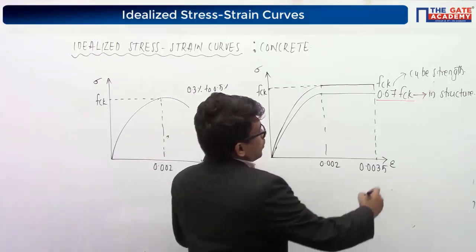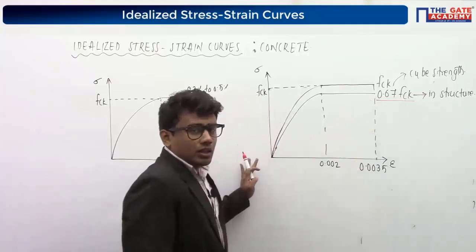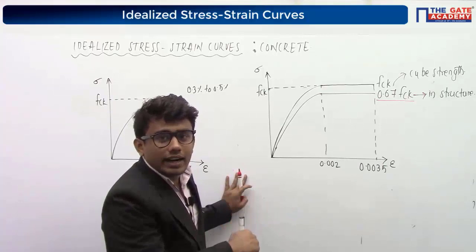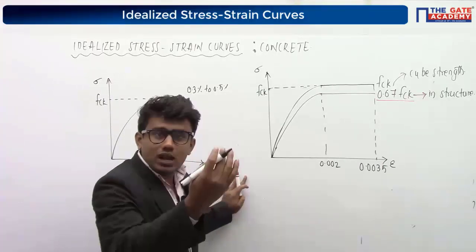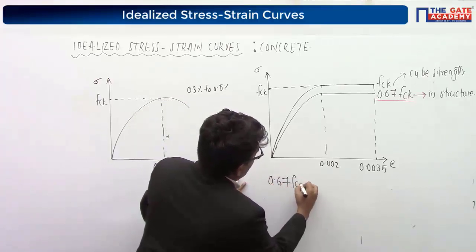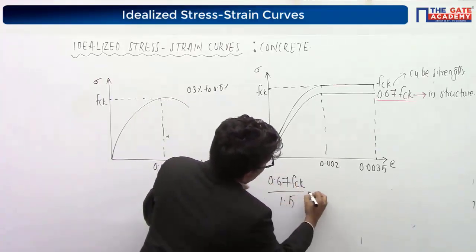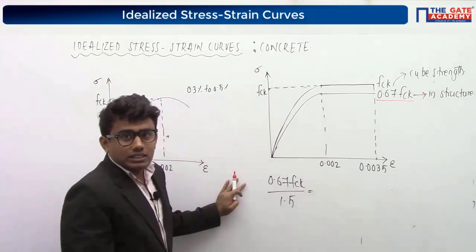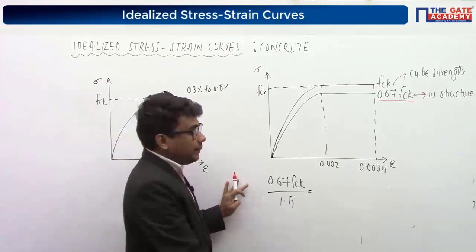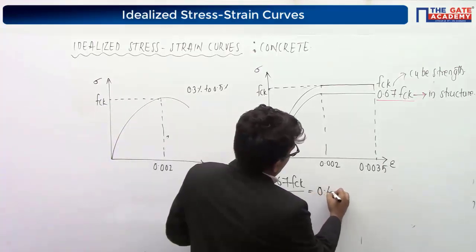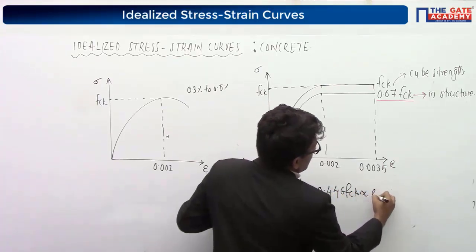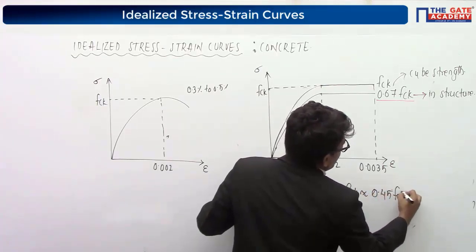We have to use that partial safety factor here. Do we multiply or divide? We have to divide, because we have to underestimate the strength. So dividing 0.67 FCK by 1.5, what value will you get? You will get something around 0.446 FCK, or I am going to consider it as 0.45 FCK.